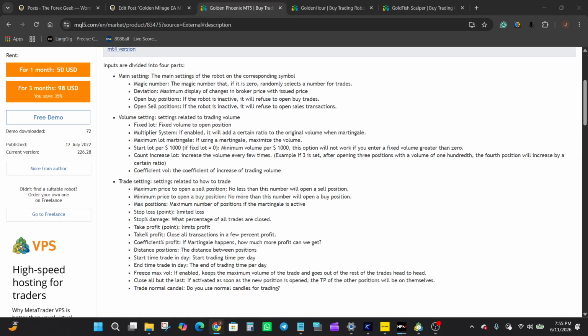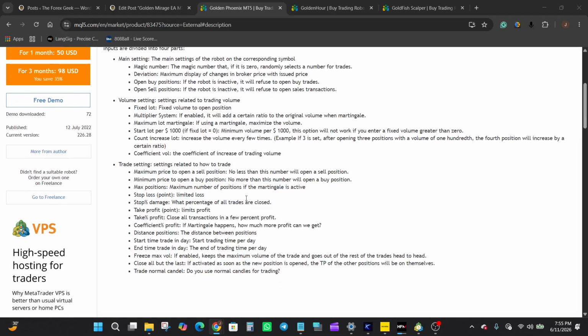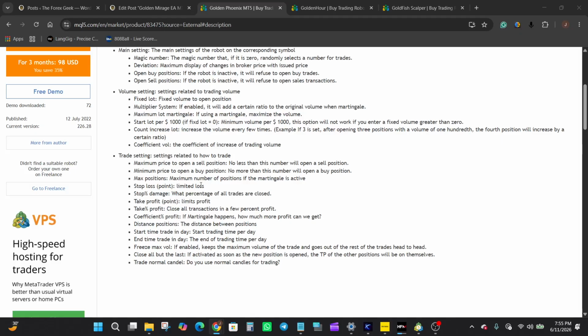Now, looking at the volume management section, there are several options related to position sizing. Users can choose a fixed lot size or use dynamic volume calculations based on account balance. The EA also includes a multiplier system and martingale related settings, allowing volume to increase under specific conditions. Since position sizing has a direct impact on risk exposure, these settings are some of the most important areas to review carefully before running the EA on a live account.